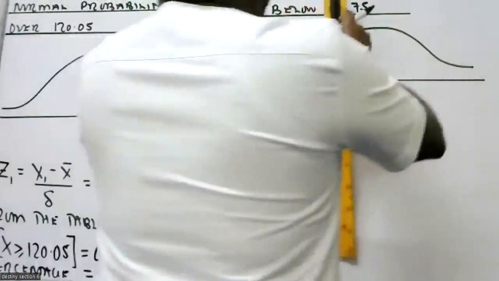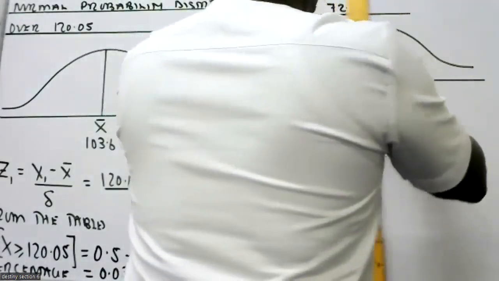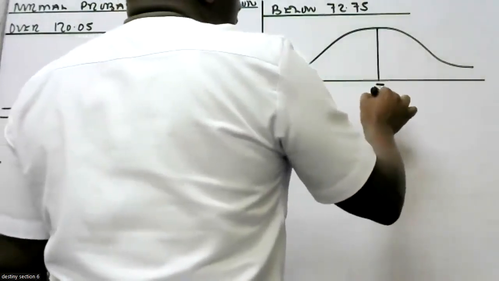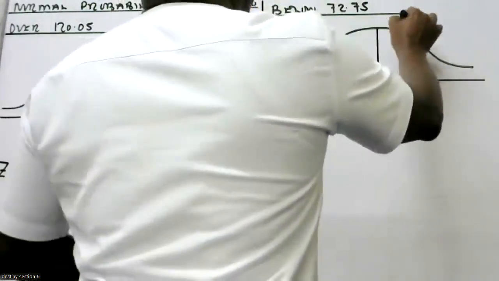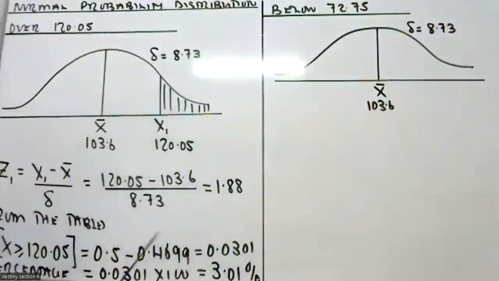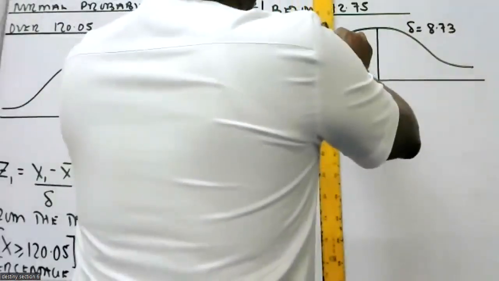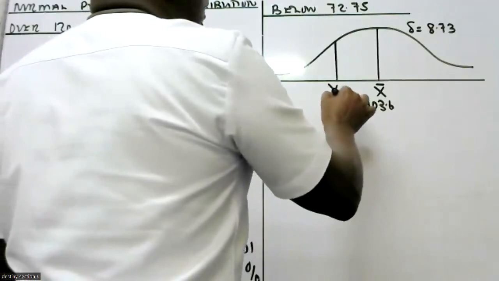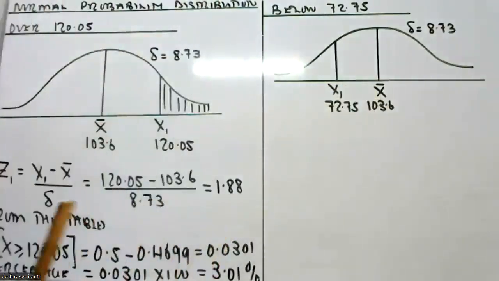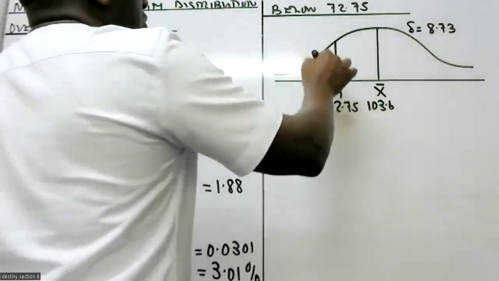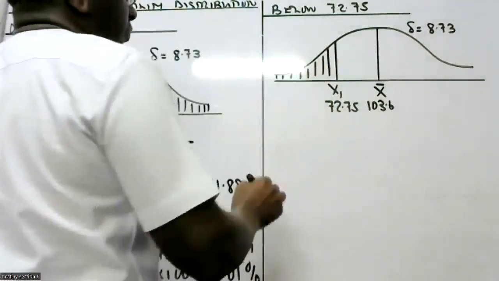So when we draw our table, our X bar here is 103.6. Standard deviation is 8.73. Then now that we want below, so our X1 here is 72.75. So I want below, so I'm looking for these ones.